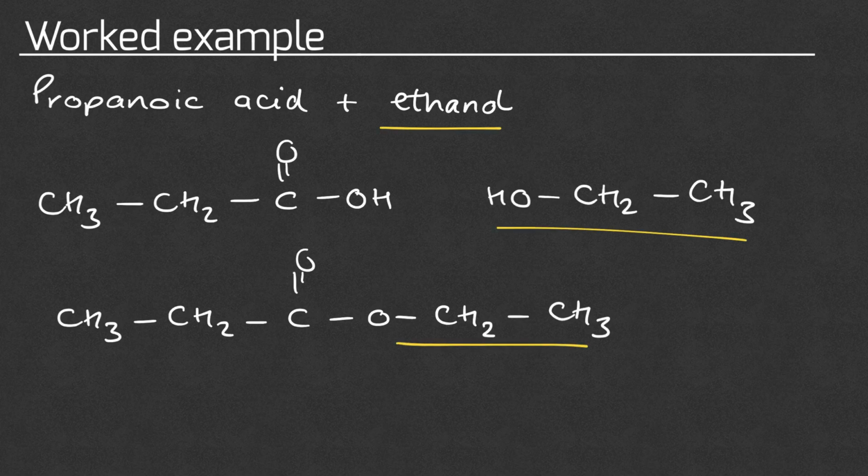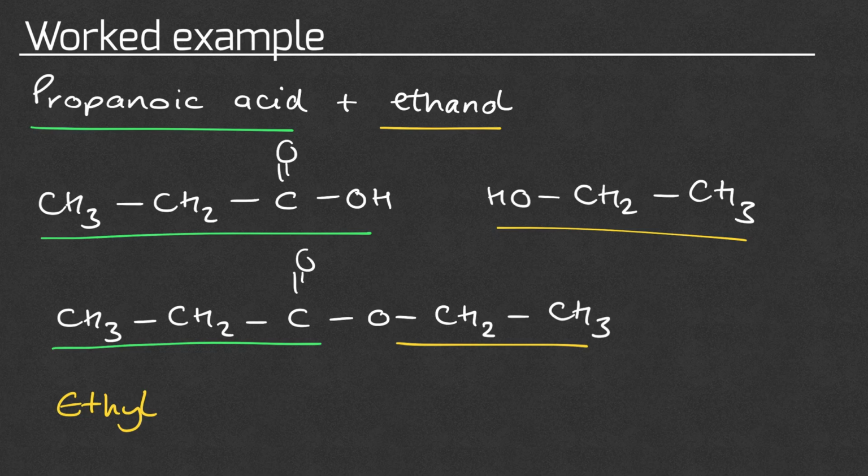The first part of the name comes from the alcohol, the alkyl group, so we'll look at that first. In this case, we used ethanol. We've got 2 carbons in our alkyl group, so that will give the part of the name ethyl. The second part of the name comes from the carboxylic acid. In this case, we used propanoic acid. There are 3 carbons in the first part of the chain, so that will give the name propanoate. If we put these two together, the name of this ester overall would be ethyl propanoate.